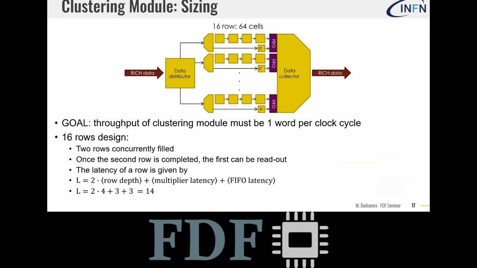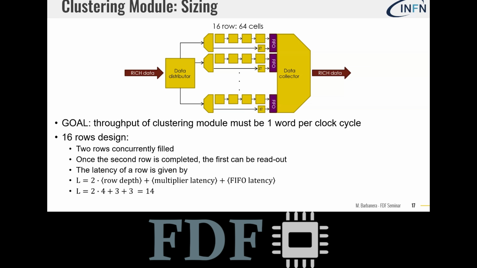Here we see why we chose 16 rows. It was not just by chance. It was just to compensate the delays, the latency of a row, which is made by the row depth, which is 4 cells. But since the data distributor can fill 2 of the rows, we have to take into account 2 of these rows. And the full latency was made by the number of cells in a row, the multiplier latency, the multiplier embedded in each cell, and the FIFO latency of each cell.